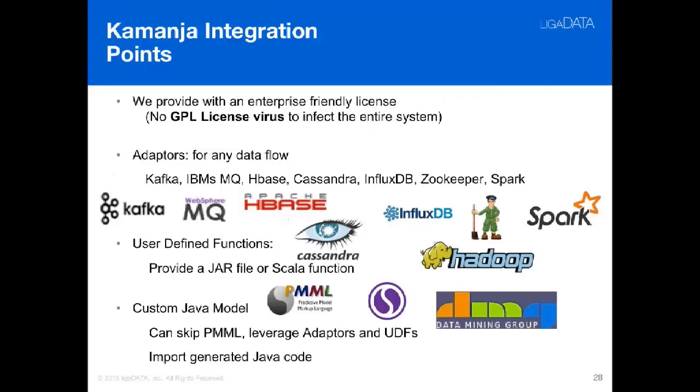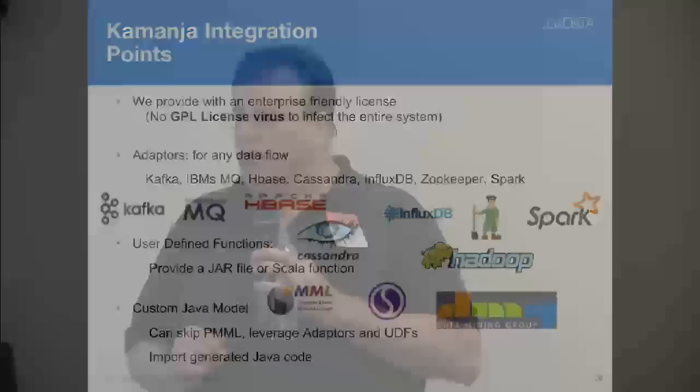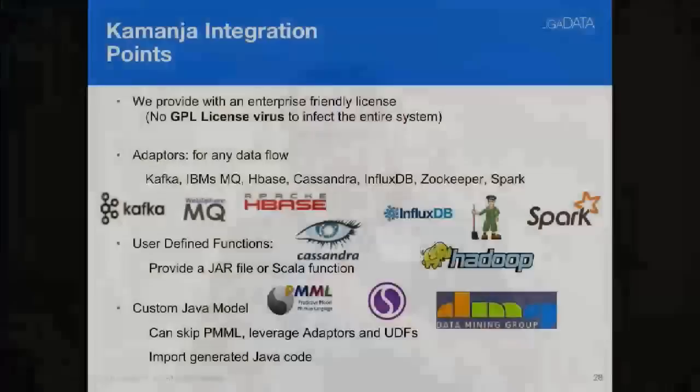So some integration points. As I said, we're going through legal, but our license will absolutely be enterprise friendly, so that you can use it and add software to it, and it's not like it's an octopus that infects your code as well. So we have adapters now for any data flow. These are the various things that we integrate with or are using. And also with the custom Java model, if you want to generate a Java model or write your own Java code, then you can put that into production.